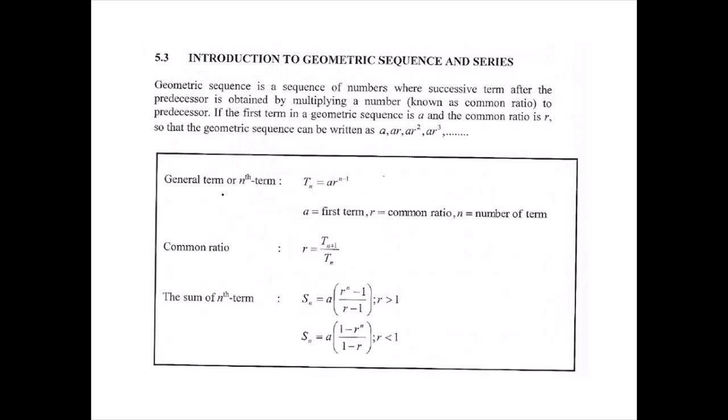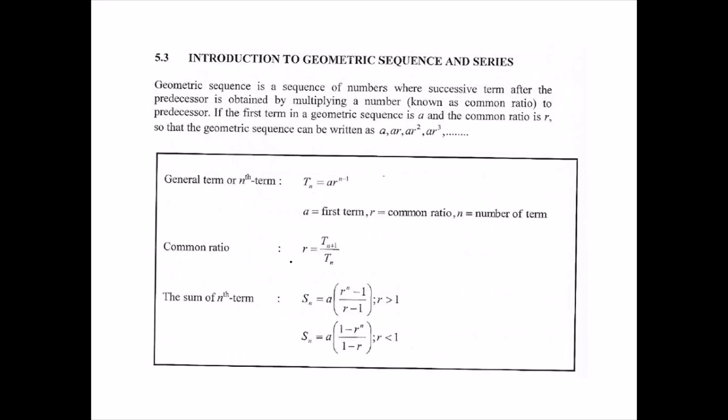Okay, the general term or nth term. The formula to find the term: Tn equals A multiplied by R power n minus 1, where A is the first term, the same as in arithmetic sequence, R is the common ratio, and n is the number of terms.